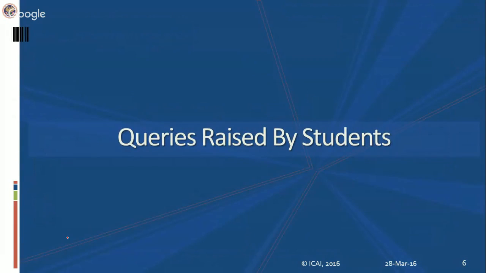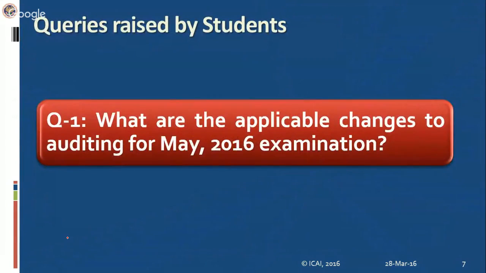These are some of the queries raised by the students through the registration form for online mentoring. What are the applicable changes to auditing for the May 2016 examination? This is the basic question we receive these days. Students, please note you can refer to the list of announcements hosted on the website and published in the Students Journal. You can also refer to the academic update part given in the RTP for the May 2016 examination.